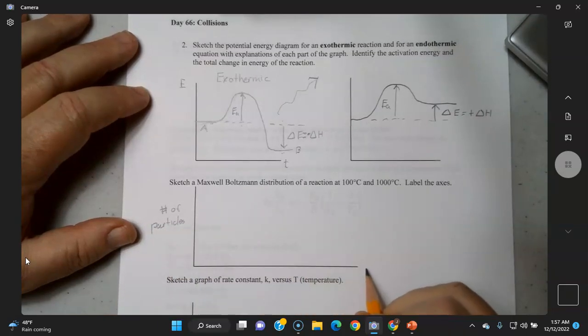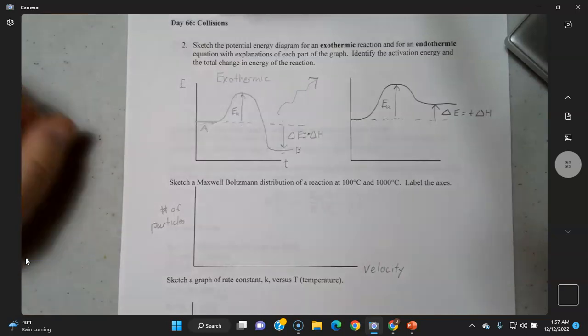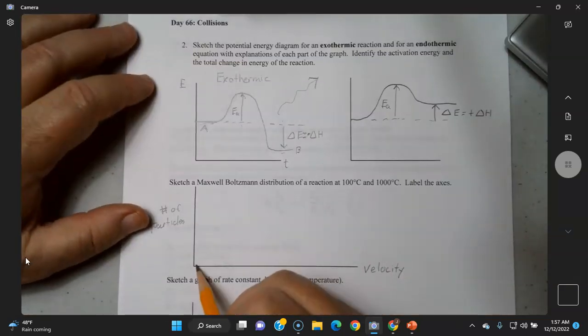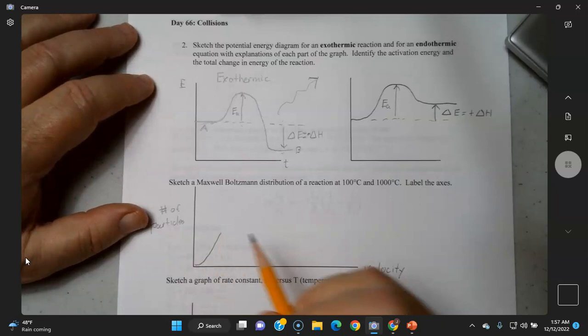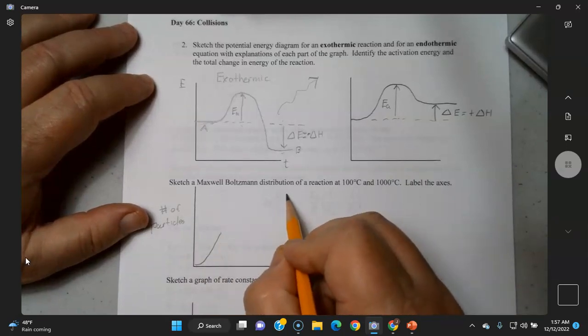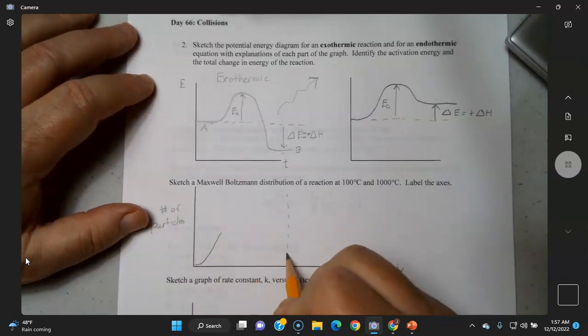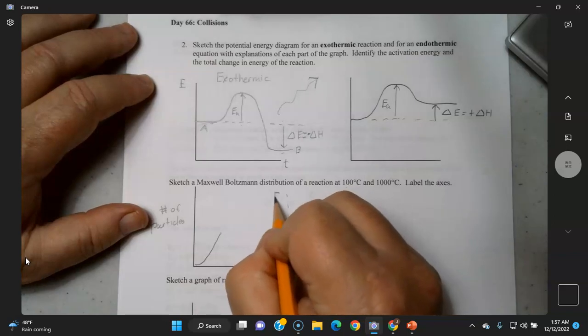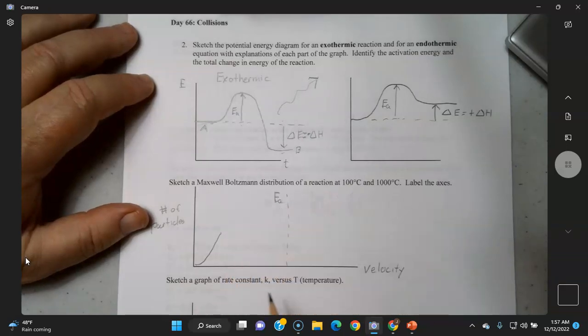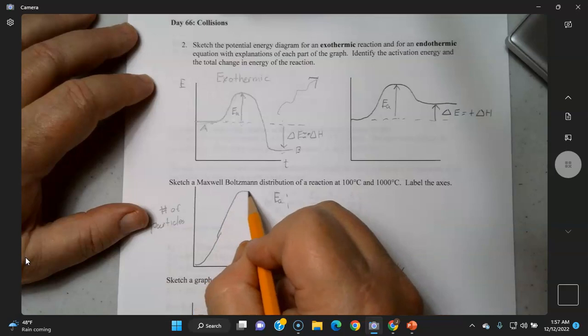And this is velocity, which is a function of temperature. The higher the temperature, the faster the molecules move. So 100 degrees is going to look, let's put an activation energy, by the way, in here. So this represents the activation energy, EA. So 100 degrees is going to do this.